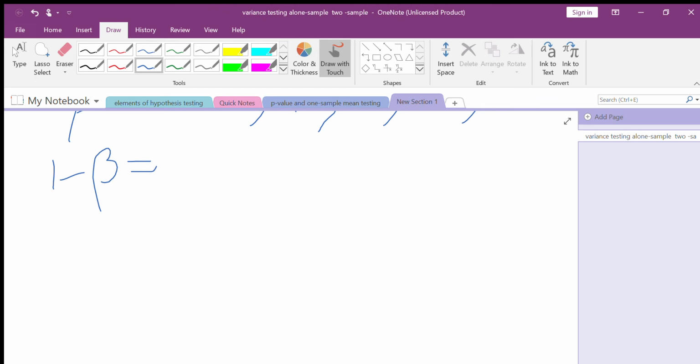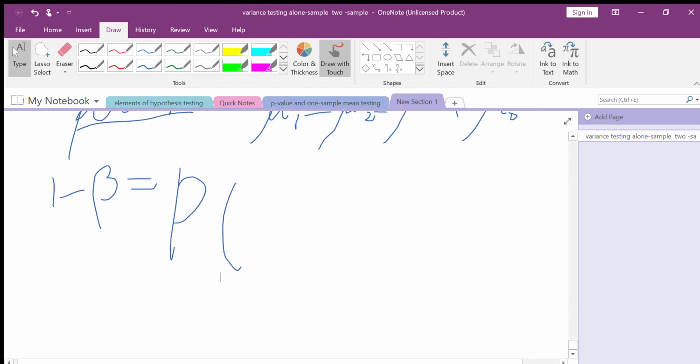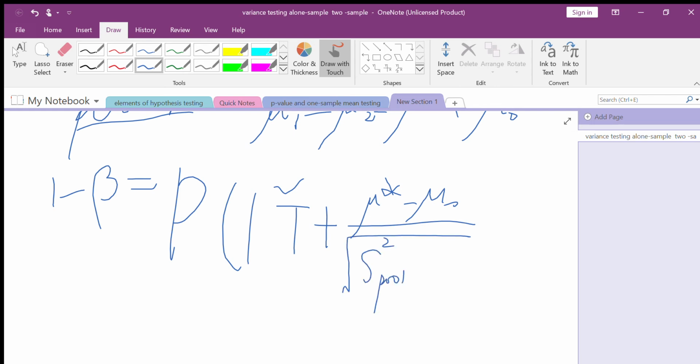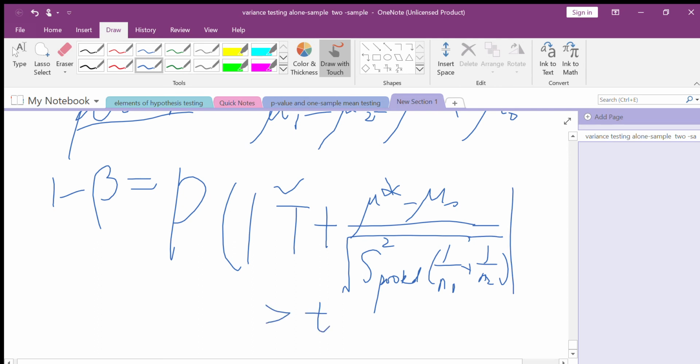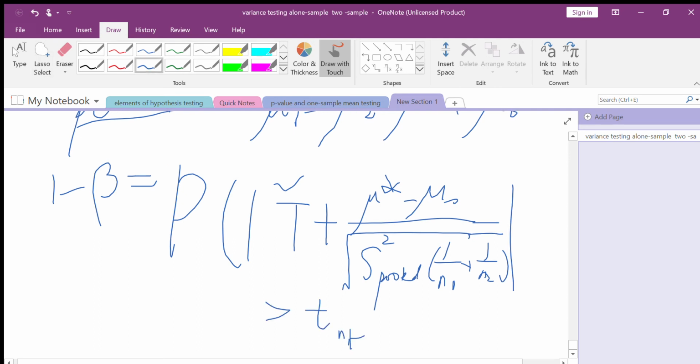So the power function is like this: the probability that the absolute value of T tilde plus mu star minus mu 0, divided by the square root of capital S pooled times 1 over n1 plus 1 over n2, is greater than t with n1 plus n2 minus 2 degrees of freedom over 2. This probability is the power of this problem.